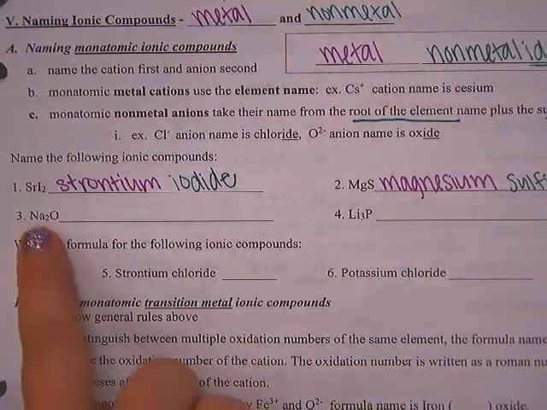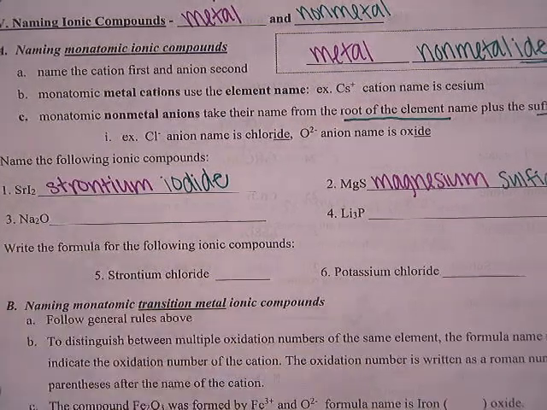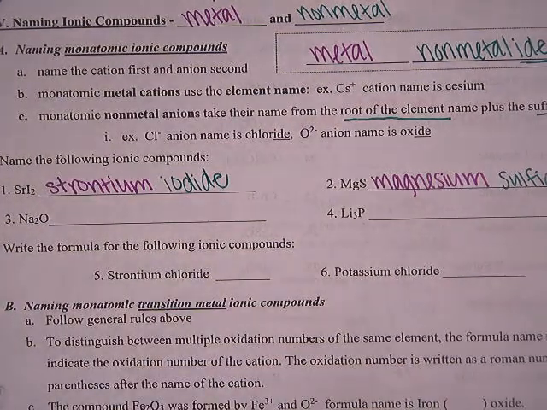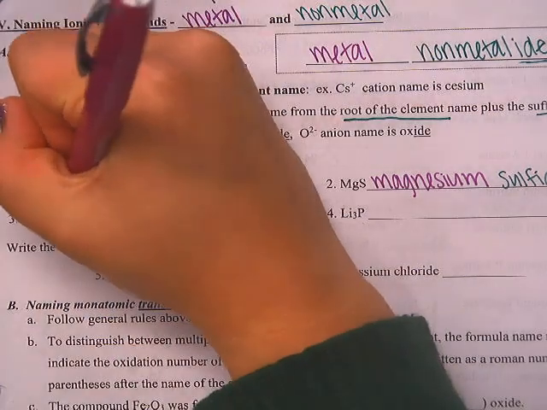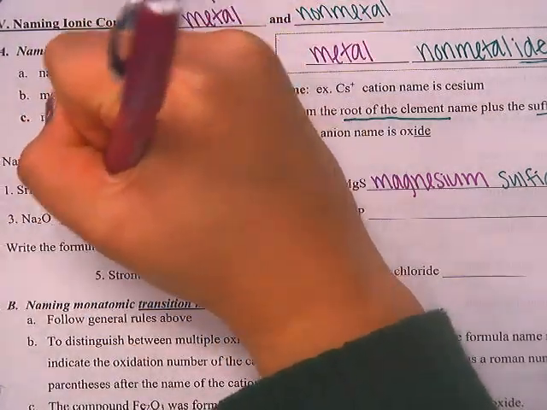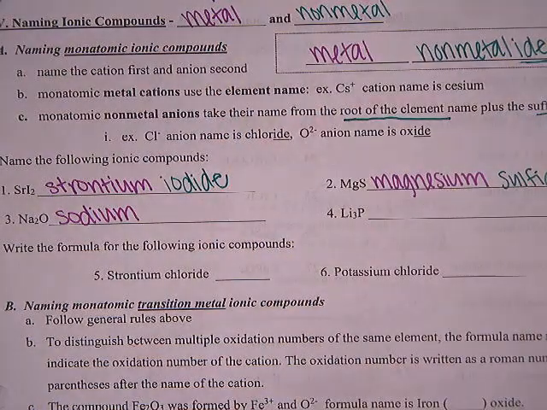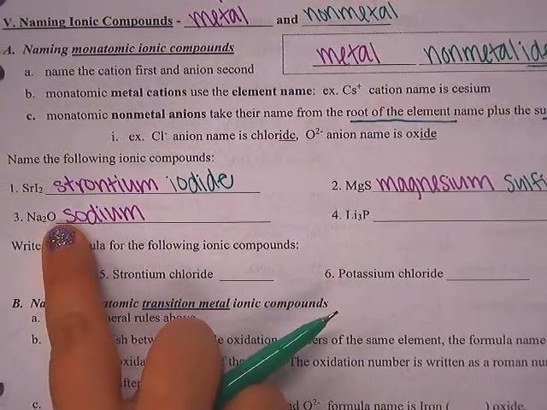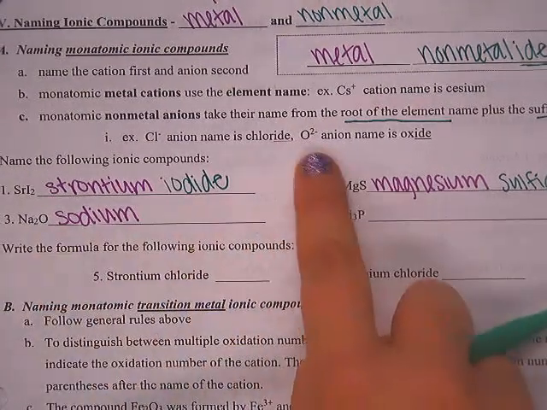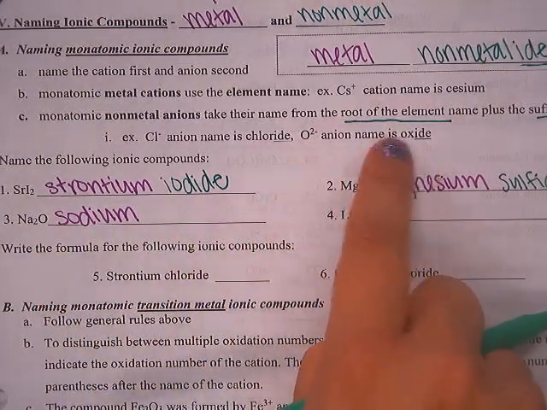And then let's do an example for Na2O. What is my metal in this case? Sodium. Do I change the ending at all? Perfect. Sodium. And then my nonmetal is oxygen, and we've already seen oxygen as oxide. Perfect.